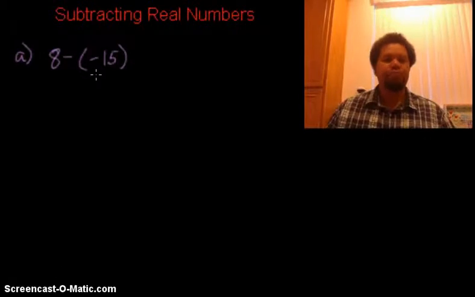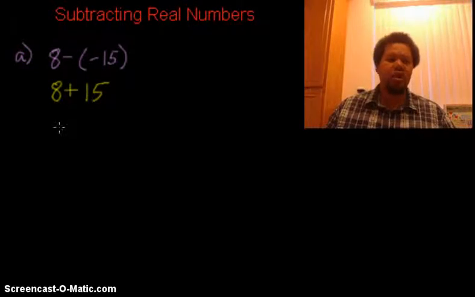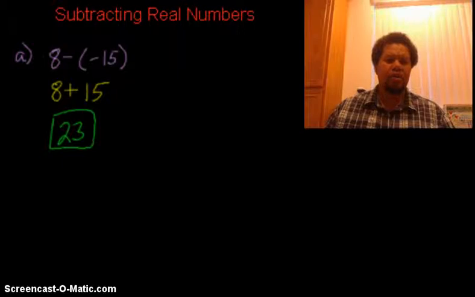Okay, so here we go. First, I'm going to use the definition of subtracting, which is to add the opposite. So that means I'm going to have 8 add the opposite of negative 15, which is 15. So it just became a nice normal addition problem. So 8 plus 15 is 23, and that's it.